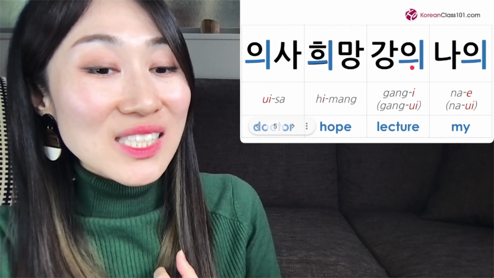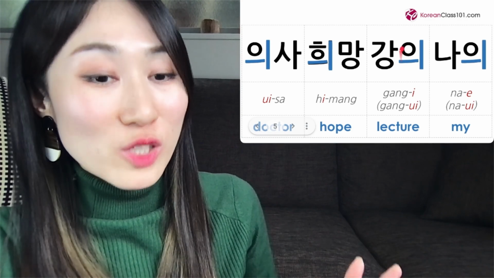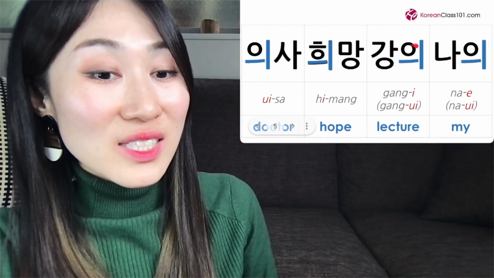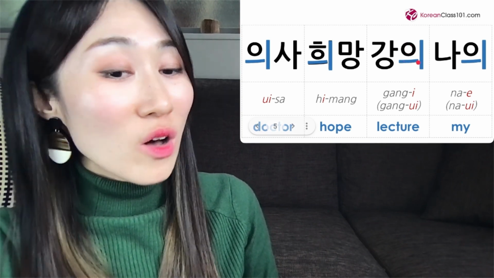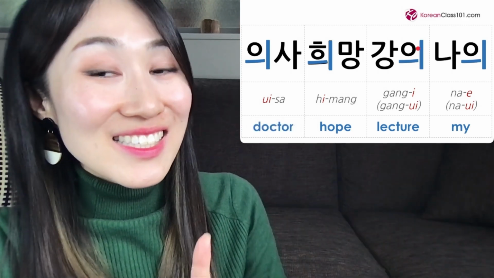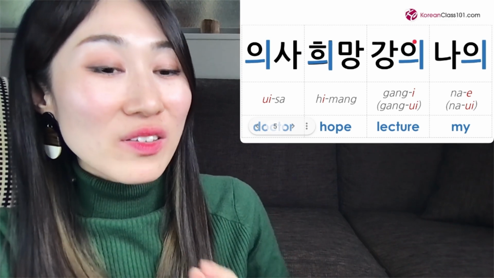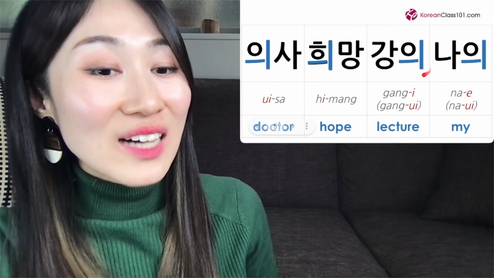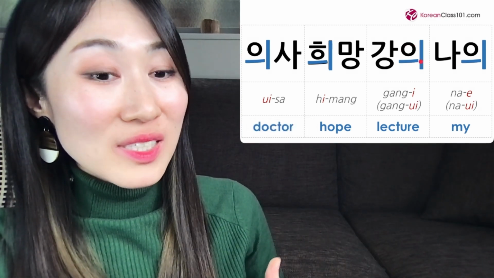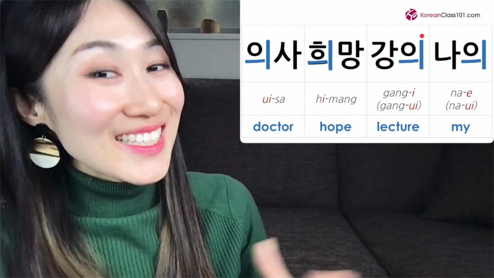Now, this 의 sound is in the middle of the syllable. It's not the first syllable, it's in the middle of the word. Even if there is a placeholder 이응 or silent 이응 here, the pronunciation changes. It's not 의 since it's in the middle. So it's 강의. But again, it's acceptable to say 강의. 강의 is totally okay.